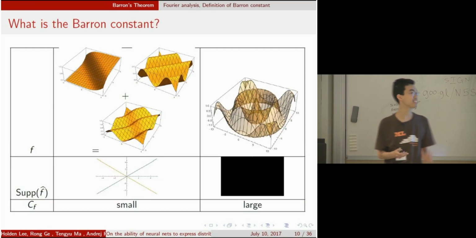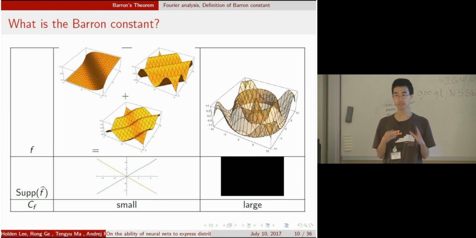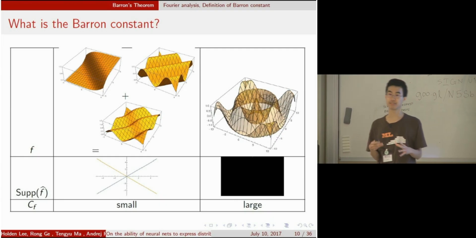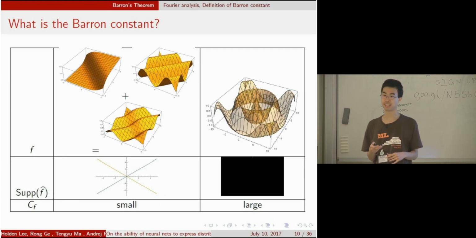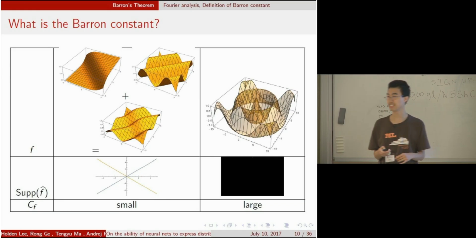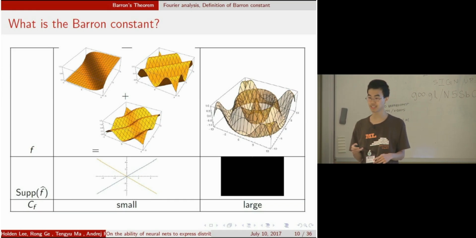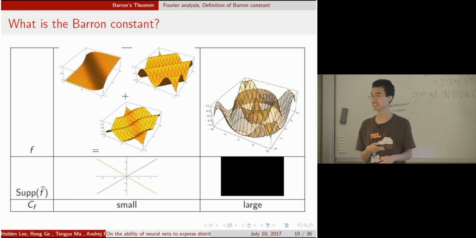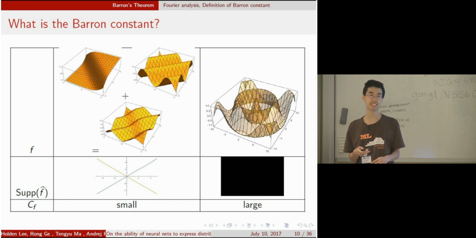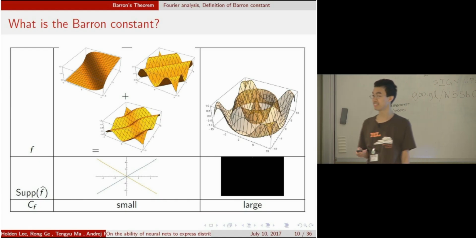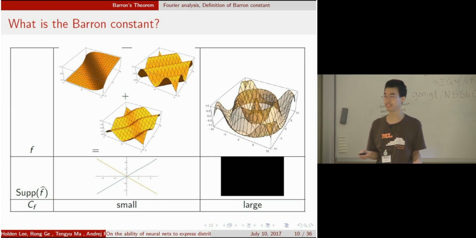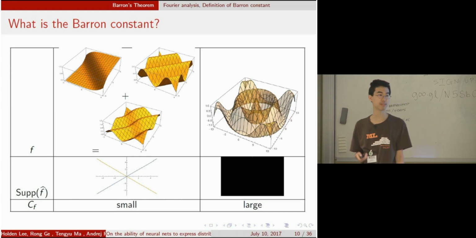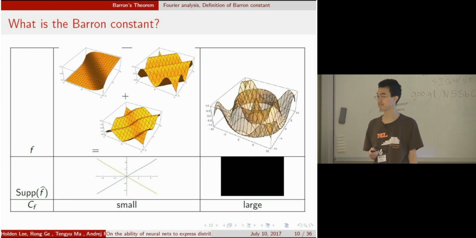So here's a cartoon picture. Roughly speaking, the Barron constant measures in how many different directions the given function varies. If we look at the left-hand side, we see a function that is a sum of two functions which each only vary in one direction. This means that the Fourier transform of f is going to be supported solely on those two directions, and the Barron constant c_f is going to be small. On the right-hand side, we have a function which varies in all different directions. The Fourier transform of f will be supported in all different directions, and the Barron constant c_f will be large.